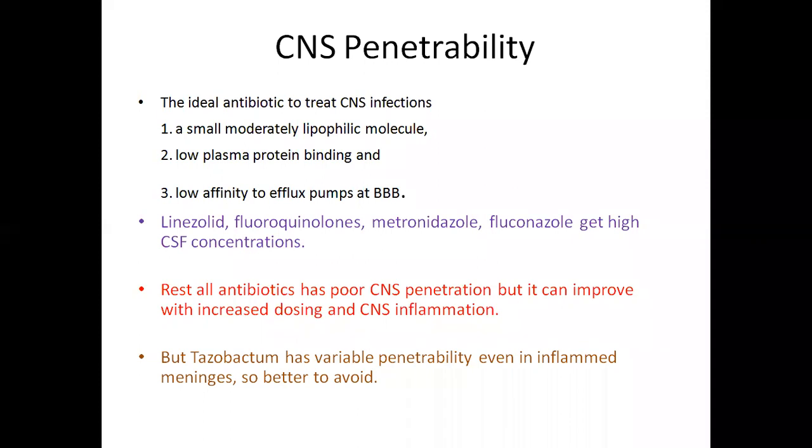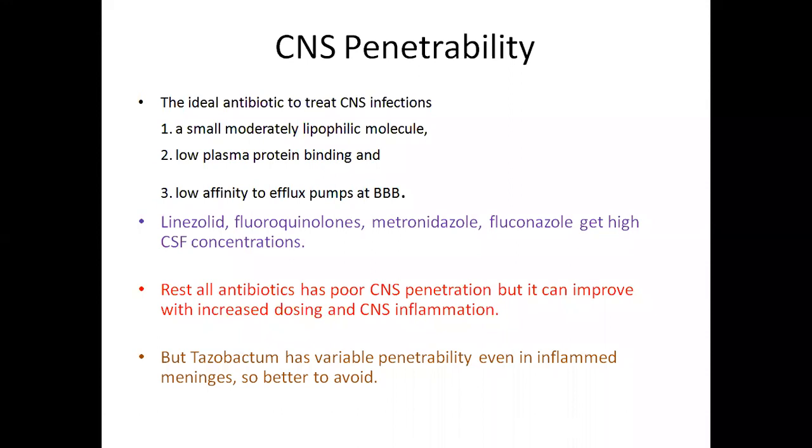But the main advantage, and why we give all these antibiotics in meningitis, is that CNS inflammation modifies the penetrability. It can improve the penetrability by 10 to 20 times, so they can achieve therapeutic concentrations in the CSF in case of inflammation. If there is no inflammation, for example when you are giving steroids in pyogenic meningitis, which decrease the inflammation, later on the penetrability will decrease. So we need to keep a close watch on them.